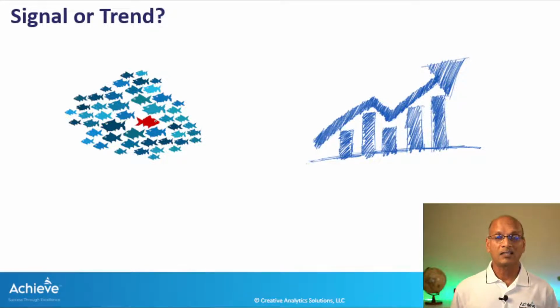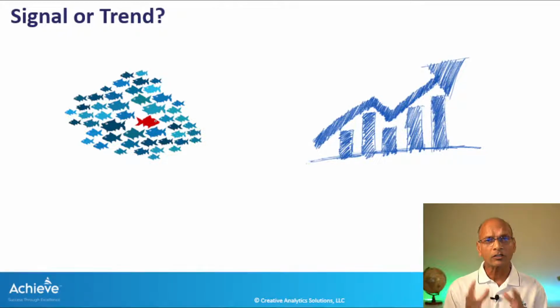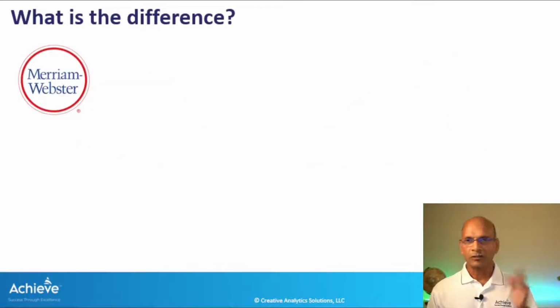But as we discussed last week, trending is not particularly suitable for signal detection. So we're going to talk a lot more about signal detection. I'm going to share with you actually a case study to illustrate this key point. So let's go back to the dictionary.